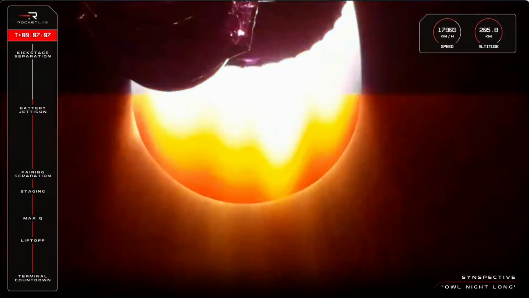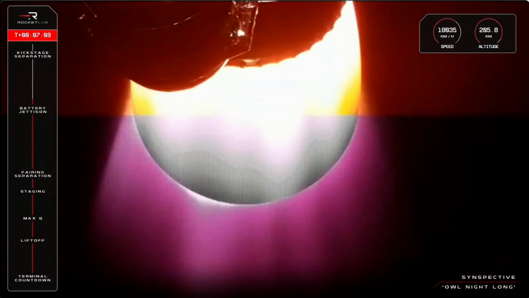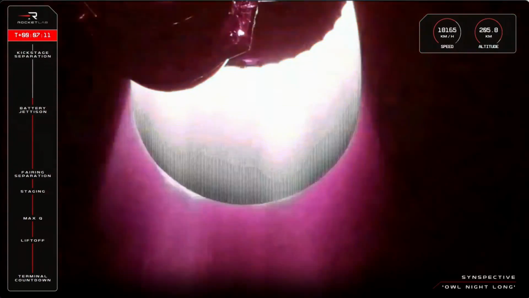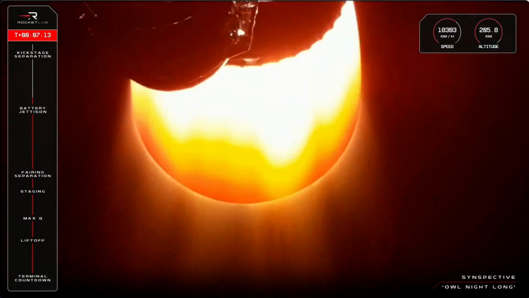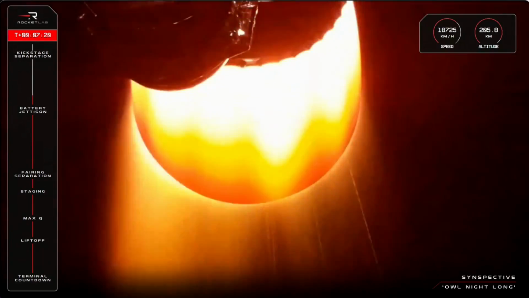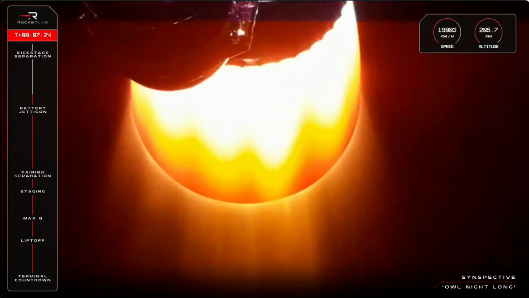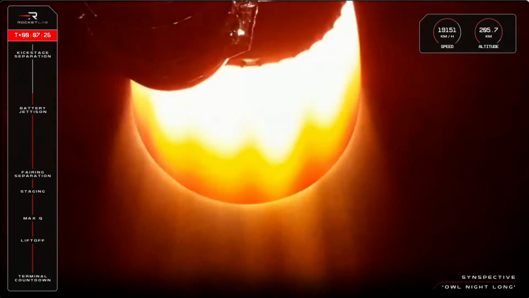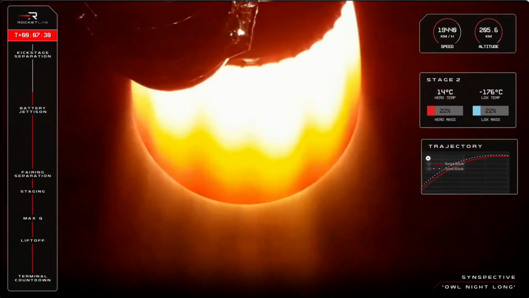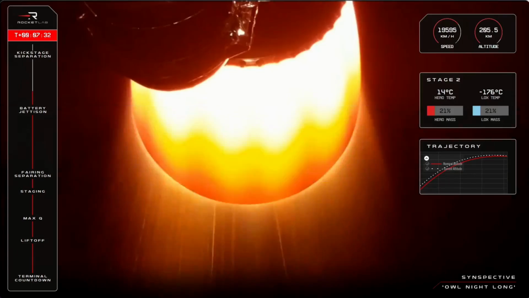T plus 7 minutes into flight, and Electron is well on its way to orbit. The Stage 2 Rutherford engine is burning hot and bright with 25.8 kilonewtons of thrust being produced. The Rutherford engine, you may not have known, is named after famous New Zealand physicist Sir Ernest Rutherford, who pioneered many things, including being the first to split an atom. HV battery discharge holding nominal.